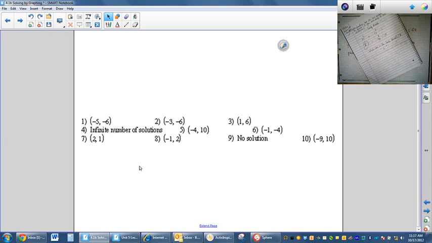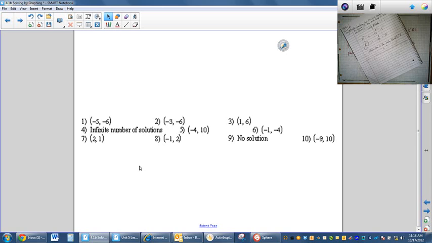Okay, for number 4, why is number 4 an infinite number of solutions? What's the relationship between the lines? Betsy? It's the same line, yeah. Anyone remember what that vocab word was we talked about before fall break? Perpendiculars where they intersect at 90 degrees. Parallels when they don't intersect. Coincide. Or coincide.